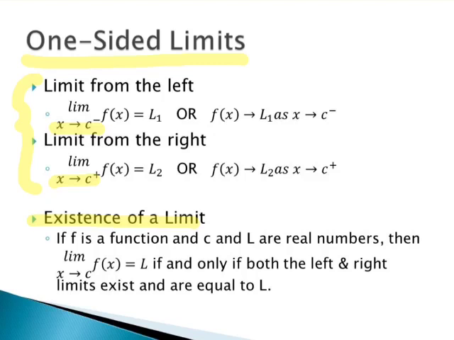So now that we know what a left-hand limit and a right-hand limit are, then we can finally define the existence of a limit. So if f is a function and C and L are real numbers, then our limit as x approaches C of f of x equals L. So basically this is saying our limit exists if and only if the right and left hand limits exist and are the same. Okay, so as long as the right hand and the left hand limits are the same, then the limit exists and is that value.